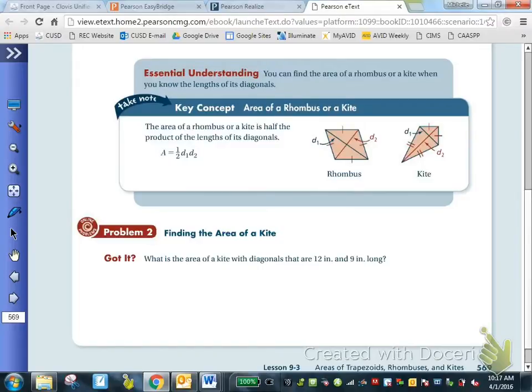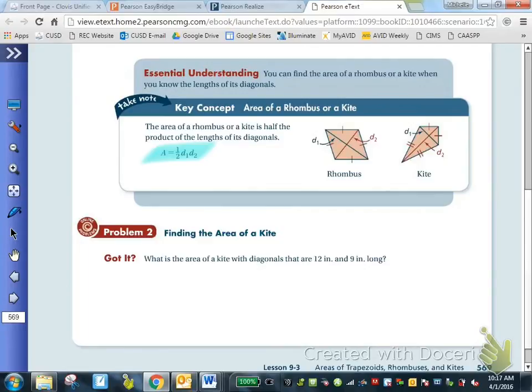So the formula for area of a rhombus or a kite is 1/2 times diagonal 1 times diagonal 2. Okay? So they give you the diagonals, and we multiply the diagonals times 1/2. And it's the same thing. It comes from finding the area of each individual triangle and then adding them together.